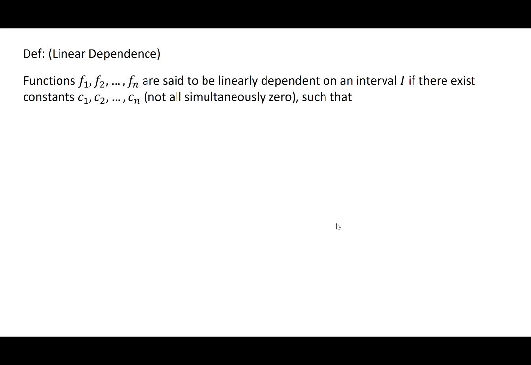Next, the concept I need to cover is what is called linear dependence. Functions f1 through f sub n are said to be linearly dependent on an interval I if there exist constants c1 through c sub n, not all simultaneously zero, such that c1 f1 of x plus c2 f2 of x plus dot dot dot c sub n fn of x equals 0 for all x in I. What's up with this symbol? That is "for all x." And this funny looking e means "is an element of" or "in." So you read this as: for all x in I.